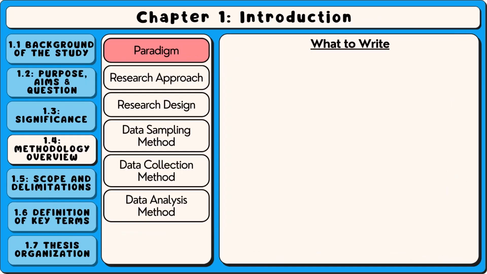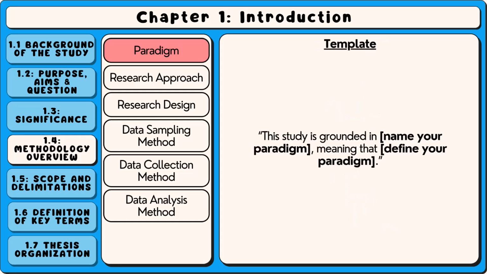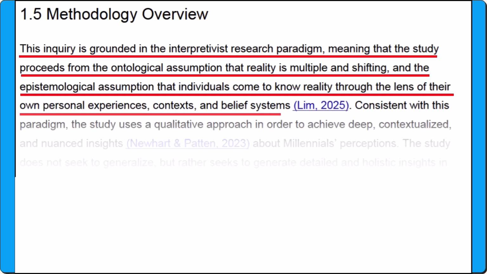Okay, let's start with writing our orientation to our paradigm. First, you want to state your chosen paradigm, and second, you want to define the paradigm. So here's a template. This study is grounded in, and then name your paradigm, meaning that, and then define your paradigm. In our sample piece, it says, this study is grounded in the interpretivist research paradigm, meaning that the study proceeds from the ontological assumption that research is multiple and shifting, and the epistemological assumption that individuals come to know reality through the lens of their own personal experiences, contexts, and belief systems.